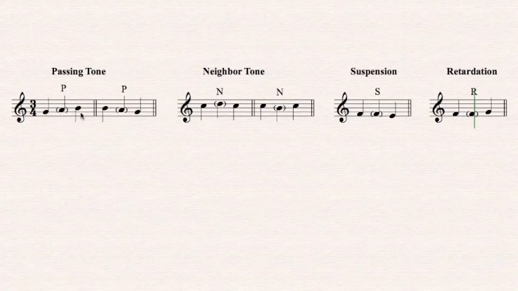A passing tone goes up or down by step. A neighbor tone goes up by step and back down by step, or the opposite, returning to the same note. The preparation and the resolution will be the same, and then it can go up or it can go down. A suspension is held over and resolves down. A retardation is like an upward suspension, held over, resolves up. Okay, let me talk about each one.